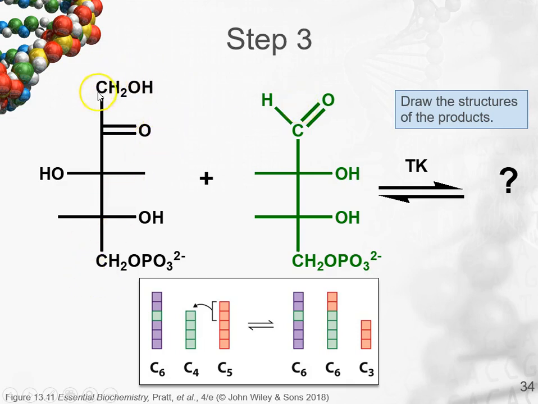So if I donate 2 carbons of this 5-carbon sugar, I should end up with 3 carbons. If this 4-carbon sugar accepts 2 carbons, then it should end up with 6 carbons. So again, pause the video and draw the structures of the products of this reaction.